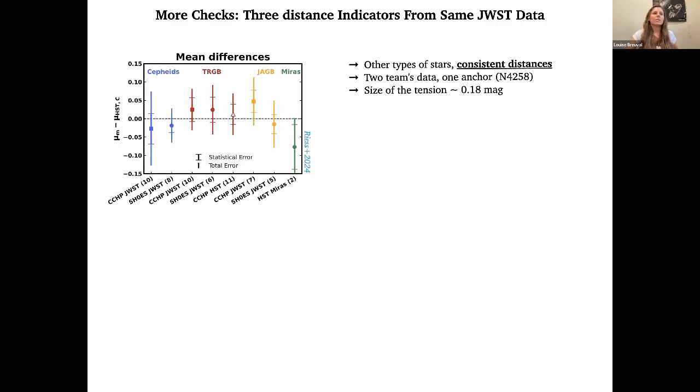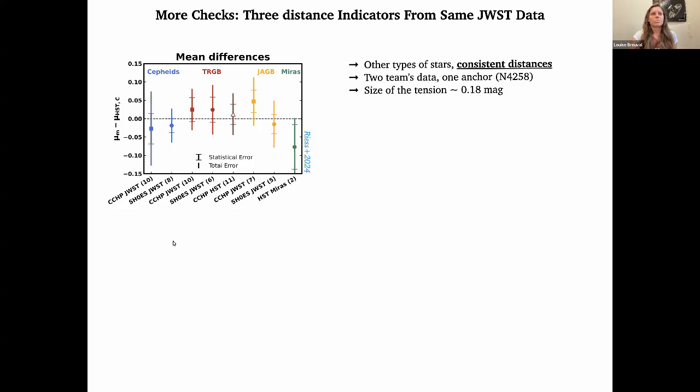In addition to having Cepheids, we also have more distance indicators in the same JWST data. There's TRGB, JAGB, and even MIRA. So here's a comparison from RIS 2024 between HST Cepheid distances compared to JWST for different methods. So Cepheids, TRGB, JAGB, and MIRAs. These are other types of stars.